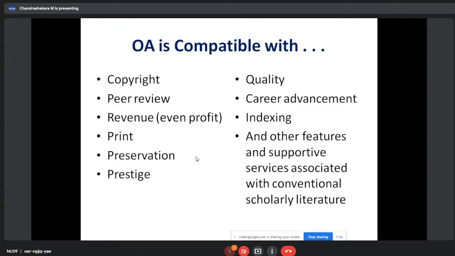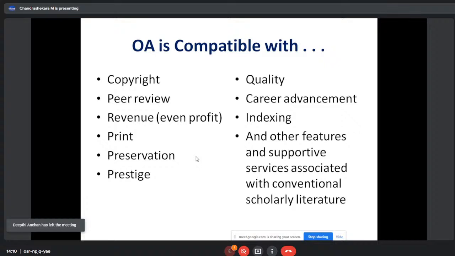Okay, open access is compatible with many things. One, copyright, because they are freely giving. One important thing we have to see is the Creative Commons. We are putting this Creative Commons license, then anyone can use that, because there are many attributes that I will explain later. And it is also compatible with peer review, because many times, even though it is open access, they give it for review. Peer review means expert review. Okay, that's also they are doing.